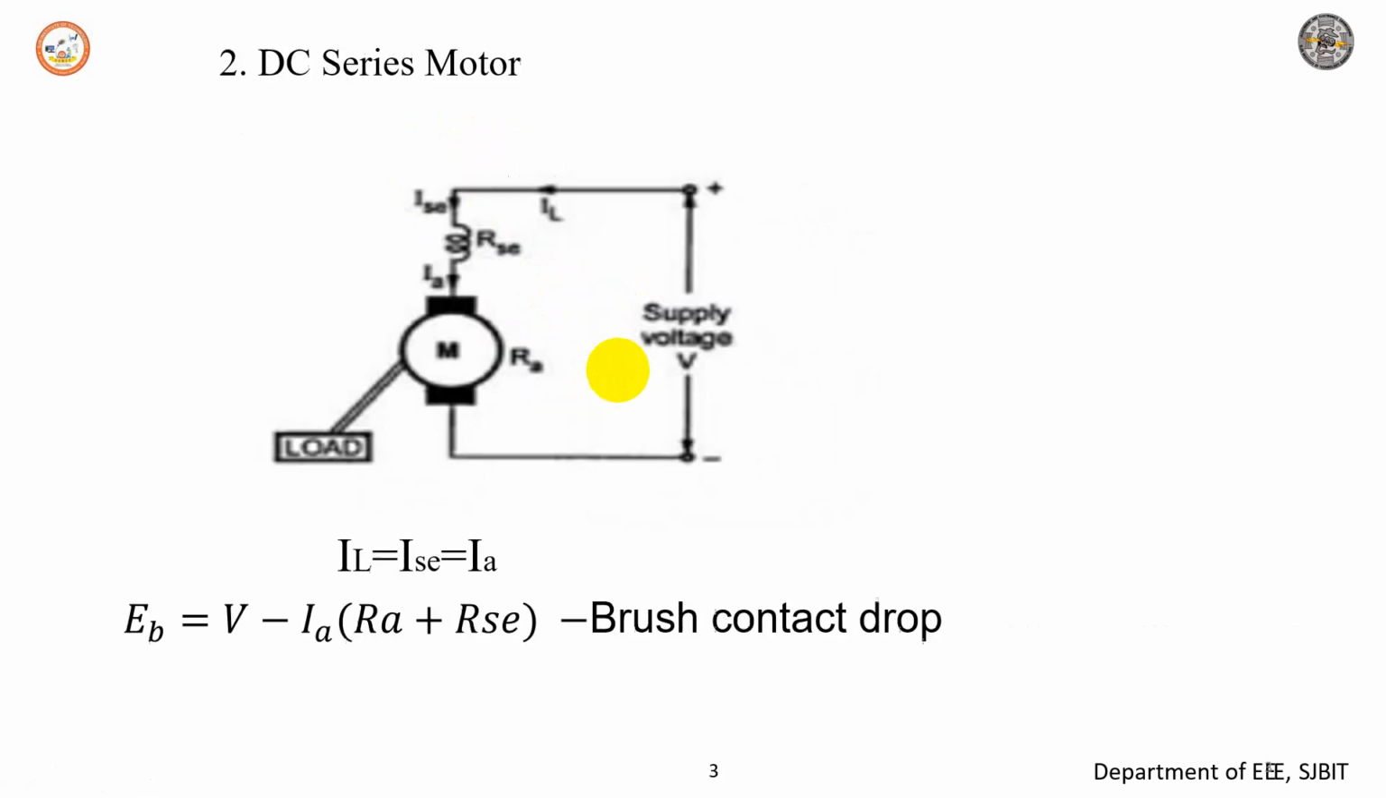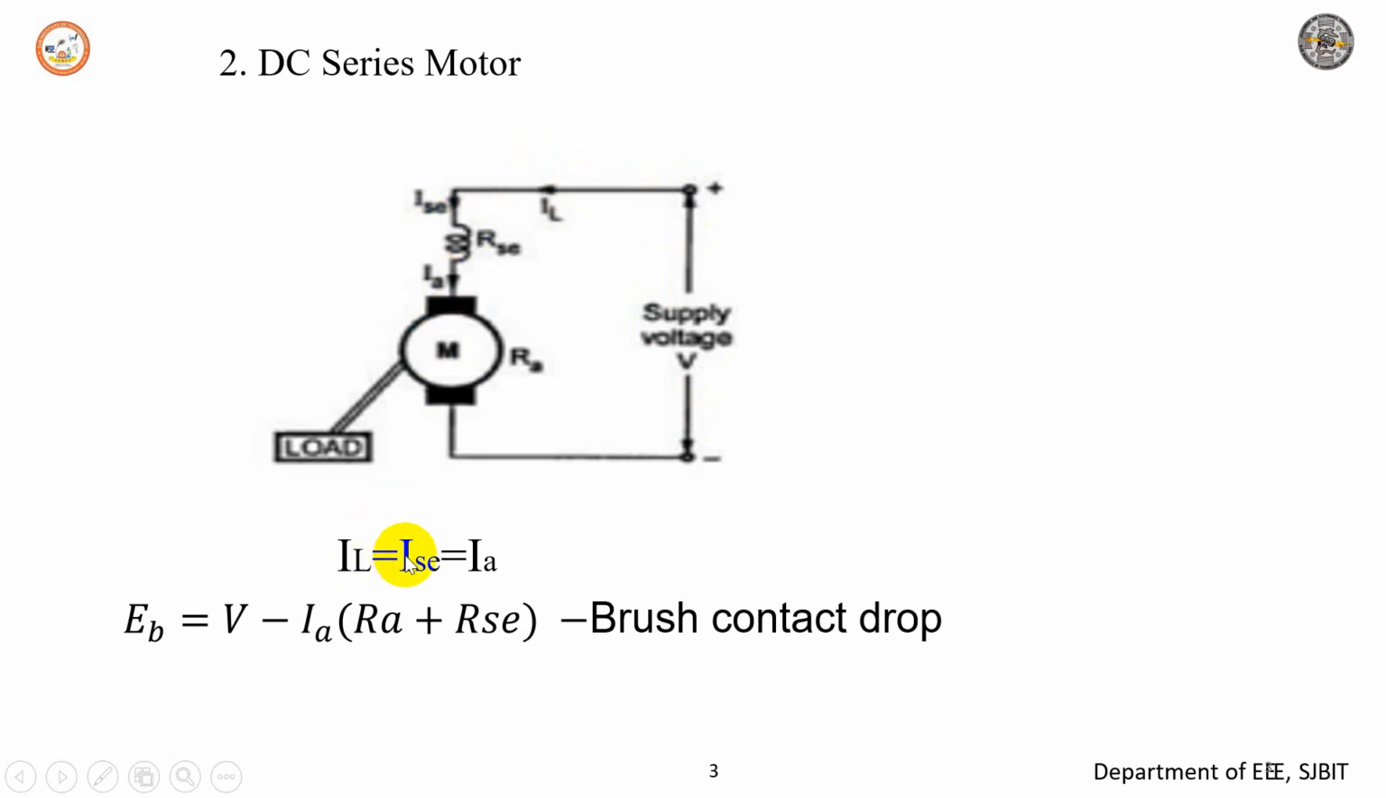This machine is mainly used where medium torque is required. Now coming to the DC series motor, when the field is connected in series with the armature, it is termed a DC series motor. As I said, here the current flowing, as soon as you give the supply, will be the same in the series field as well as the armature.